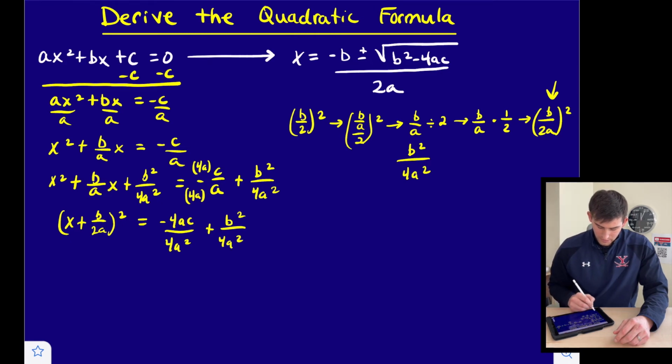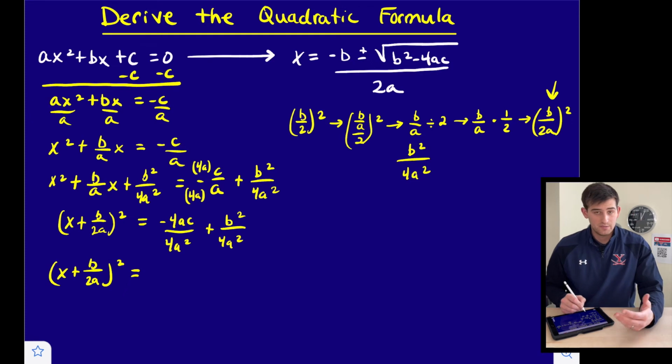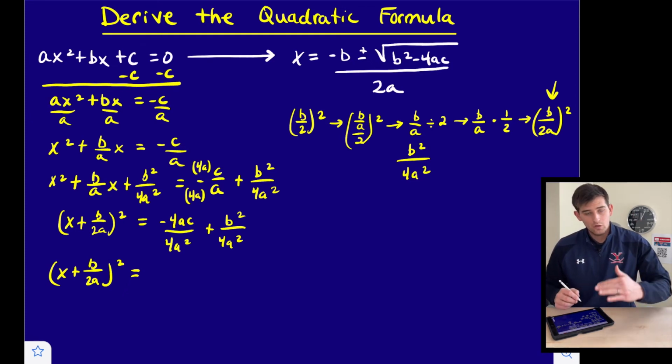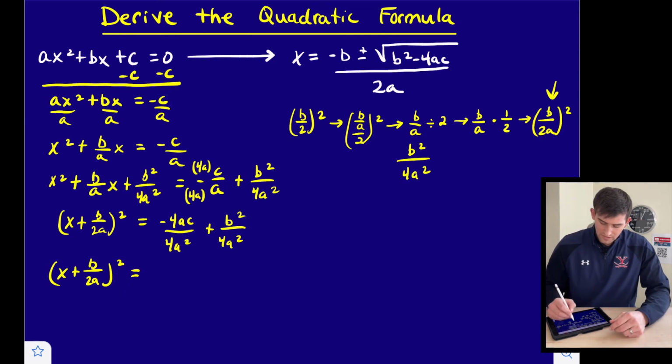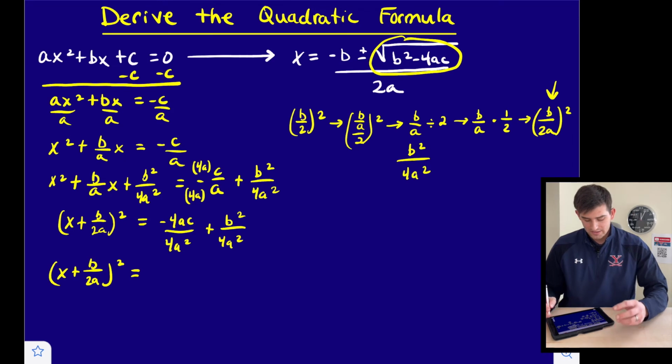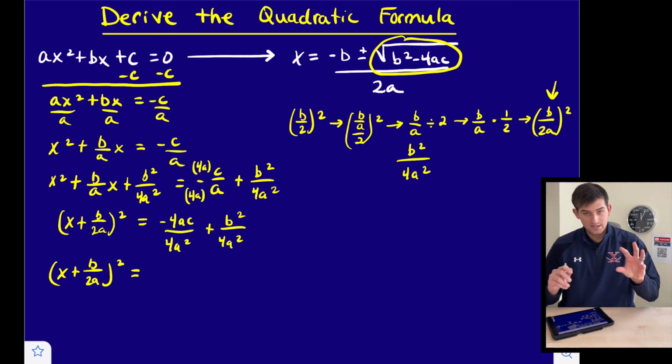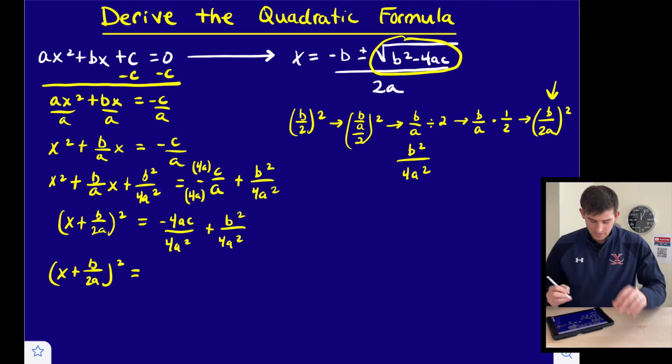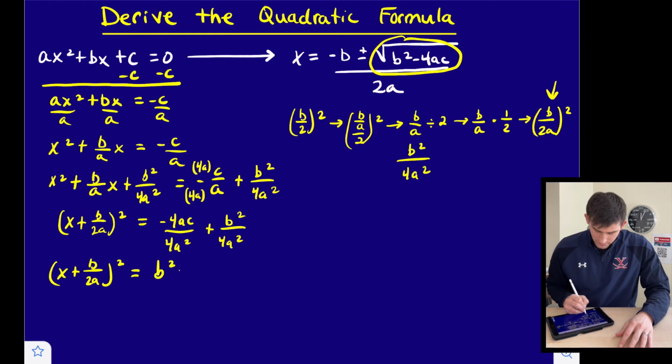Okay, so what that's going to give us is now negative 4ac over 4a squared plus b squared over 4a squared. So now we can simplify that, and we're going to say x plus b over 2a squared equals, now since both of these fractions have the same denominator, we can combine them and write the numerators together over 4a squared. And if we look up here at the top, notice we have b squared minus 4ac. So that's how I'm going to write this. Instead of negative 4ac plus b squared, I'm just going to flip those. So now we have b squared minus 4ac over 4a squared.